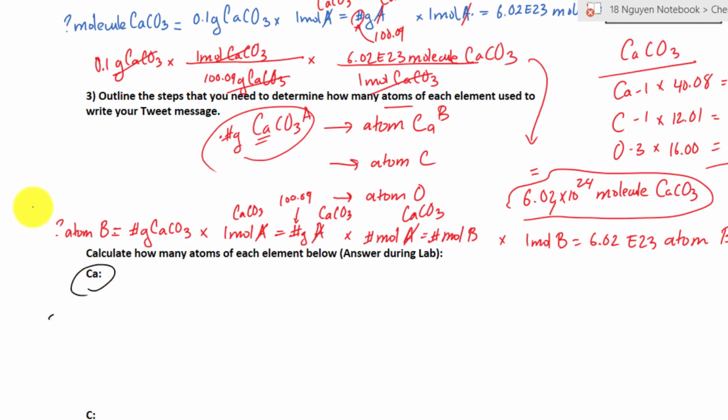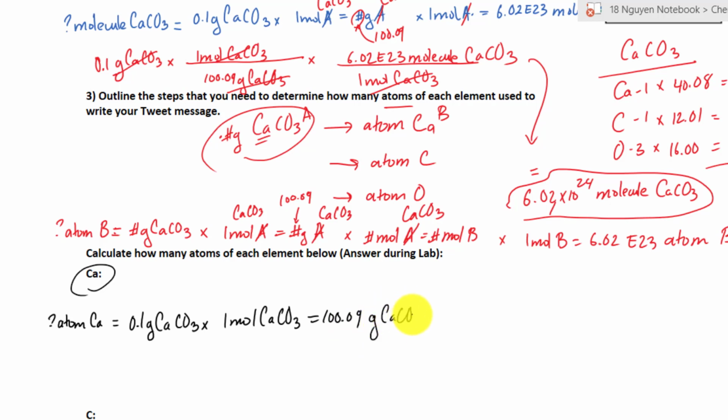Of course, in this case, I'm going to look for atoms of calcium. And how many grams of calcium carbonate did I use to write out my tweet message? In this case, it is 0.1 grams of calcium carbonate. And times our first conversion factor, 1 mole of A, which we know is calcium carbonate, equal to the number of grams of calcium carbonate, which is 100.09 grams of calcium carbonate.